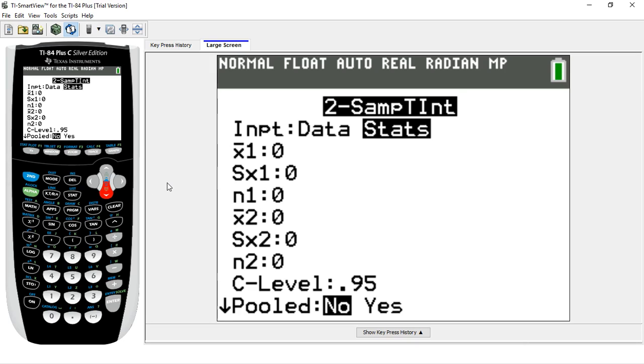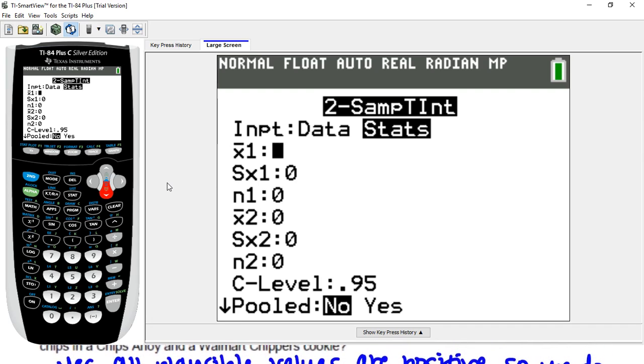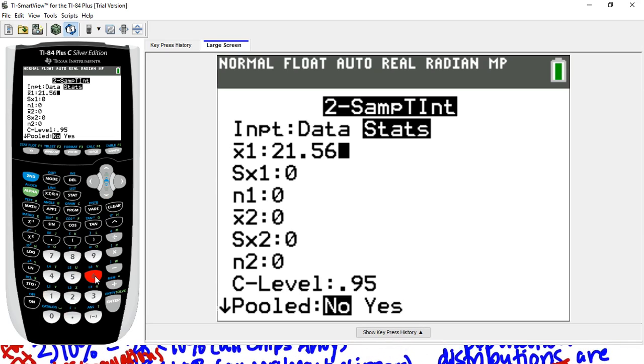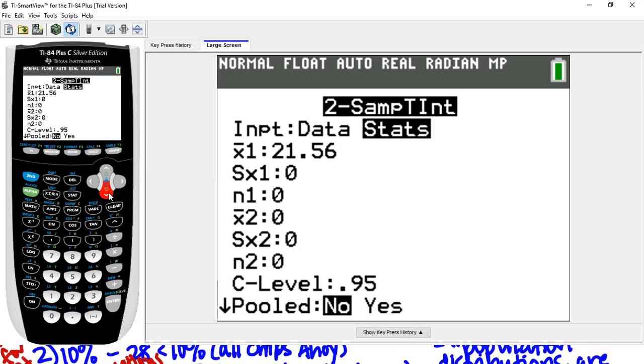So we're going to say sample 1 was the Chips Ahoy. That was 21.56. The standard deviation for that sample was 2.49, and our sample size was 28. X bar 2 was 18.22. This is again for my class previously. It's not necessarily the class that you guys got, so if you're using your own, make sure you put your own in. And then the second sample size was also 28 for this particular case.